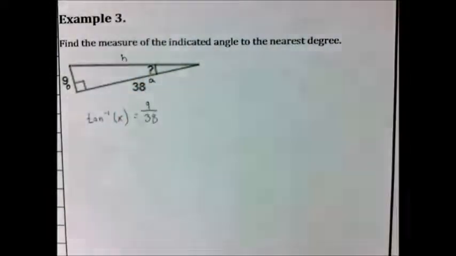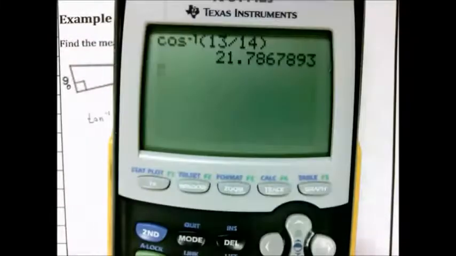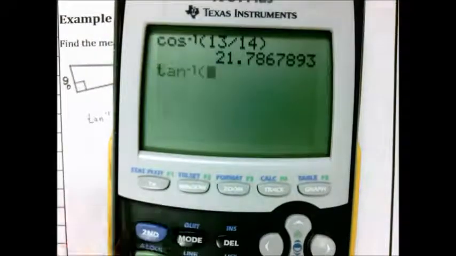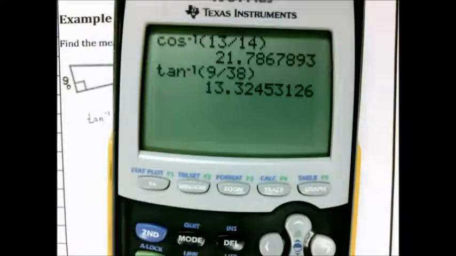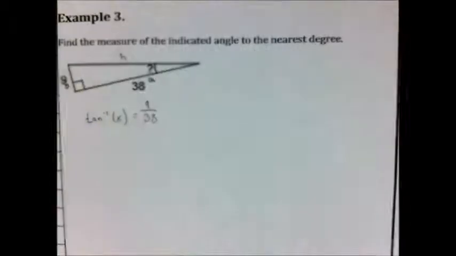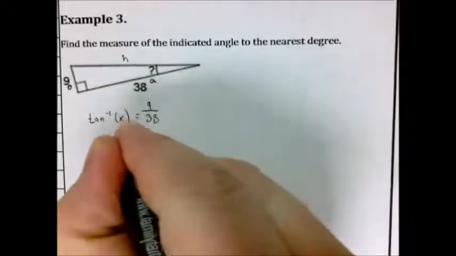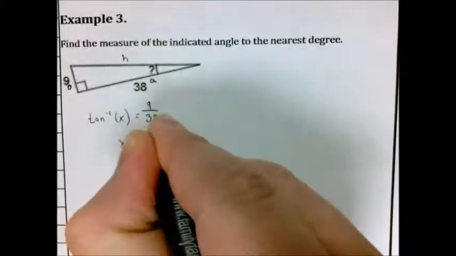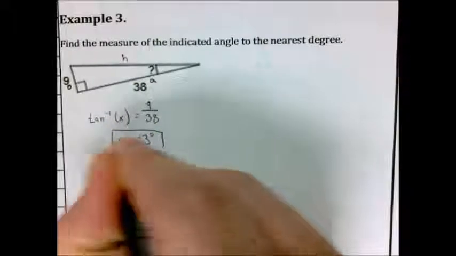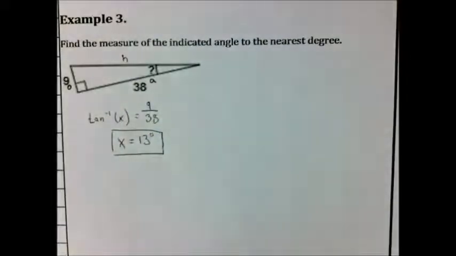Then solve. We use the inverse tangent function of 9 divided by 38, and we get 13.3, which we will leave as 13 degrees. So our missing angle measure is 13 degrees. Make sure you show all your work. Don't just skip steps and use the calculator. It's good to write everything out.